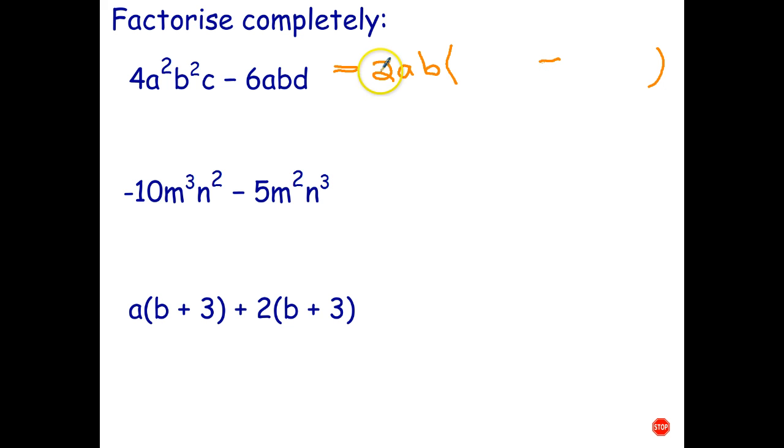Let's see what's left. Well, 2 times 2 gives me 4. I've taken out 1 A, so I still have 1 factor of A left. I've taken out 1 factor of B, so I still have 1 factor of B left. And I haven't taken out the C, so the C is still there. In the second term, I've taken out a factor of 2, so there's still a 3 left. I've taken out the factor of A and B, but I still have a factor of D left inside the brackets. So I might just make that a little bit tidier.